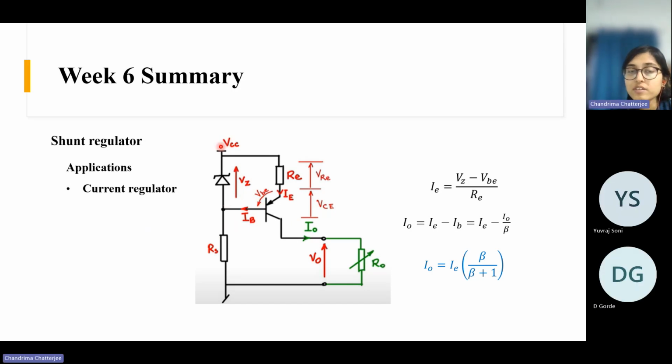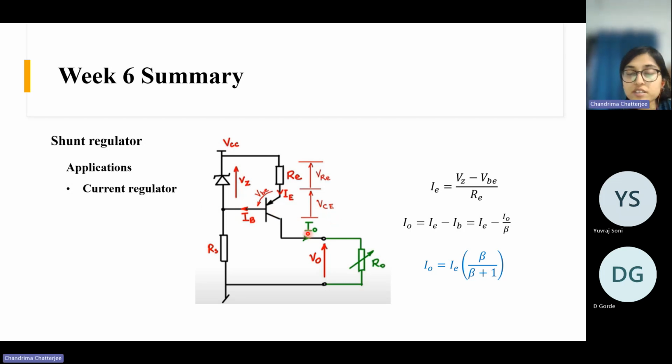Here we have a VCC, our supply voltage. Then we have a Zener diode and a series resistance here. This is one path. Another path has another resistance, and with that we have a BJT, and then a load resistance, and the base is connected like this.